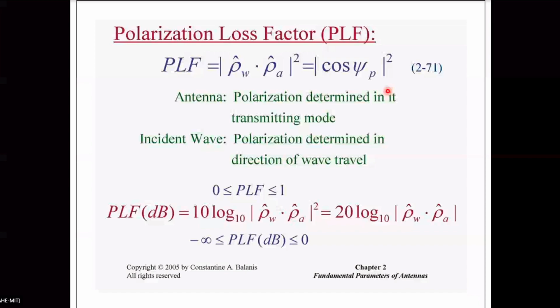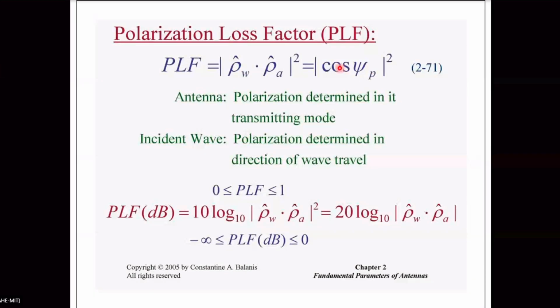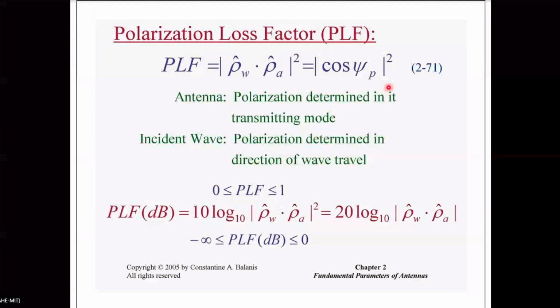Having a loss factor that is negative is meaningless. No, see, because this represents rho W product of... since power is the square of the electric field, we have to take the magnitude of cos psi p squared. All of you understood this? You have to take power as the square of the electric field. So that's why you have to take the magnitude of cos psi p squared. Okay, is it understood?